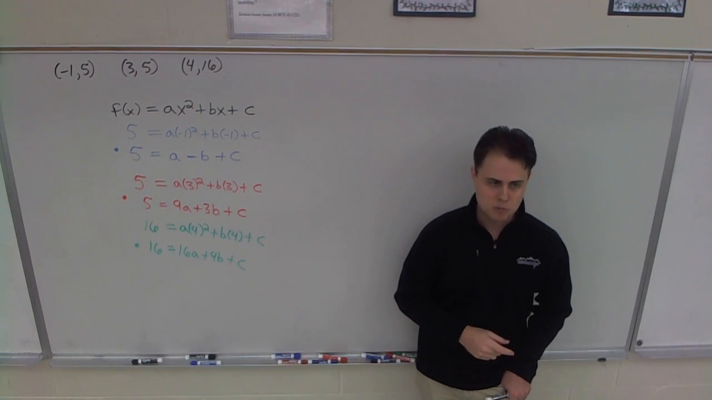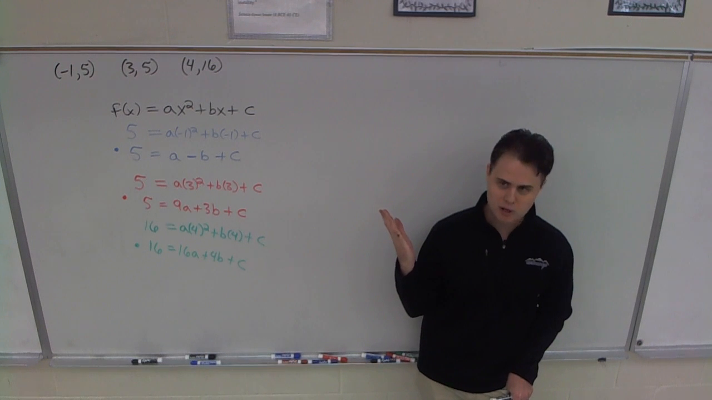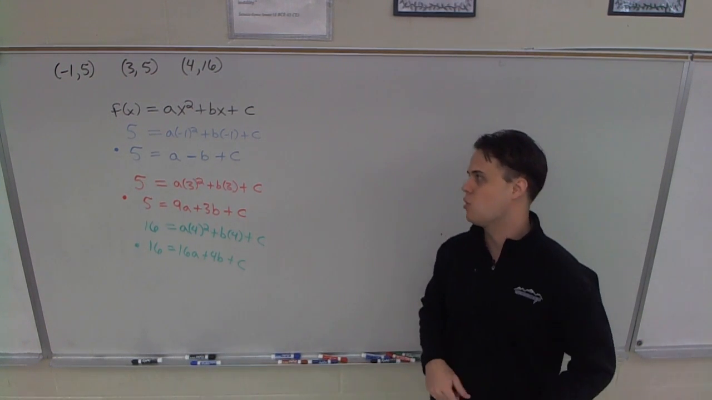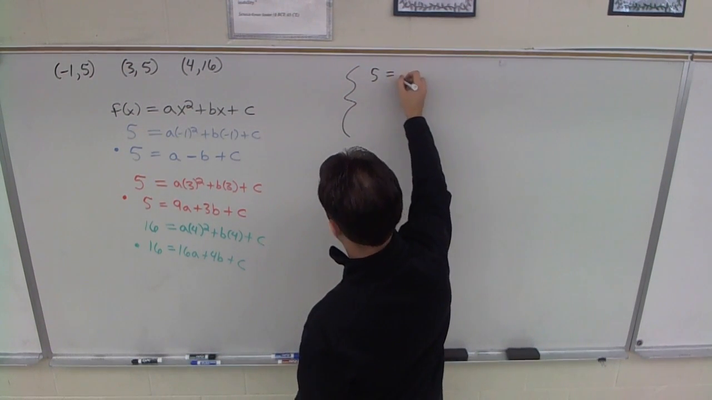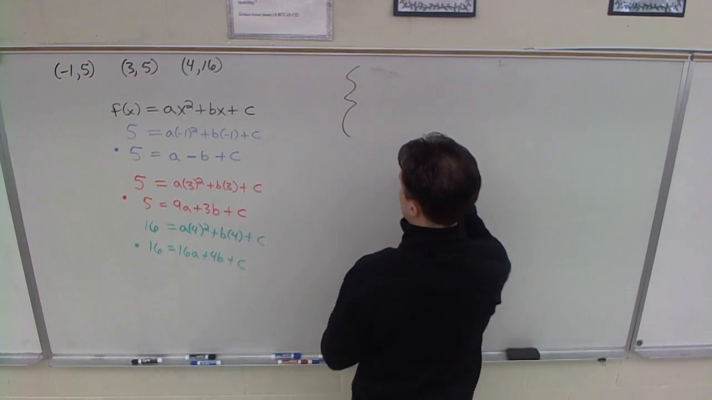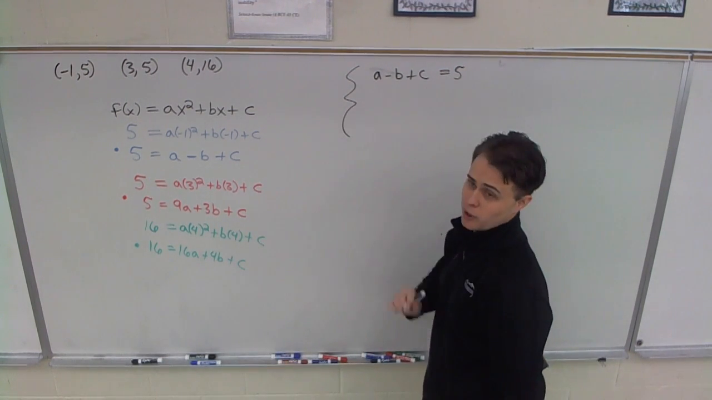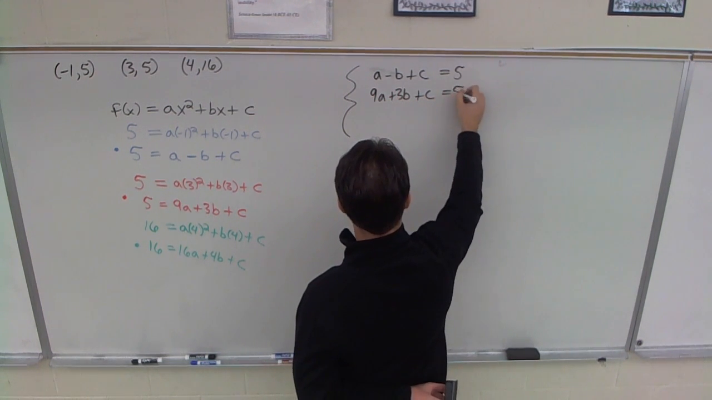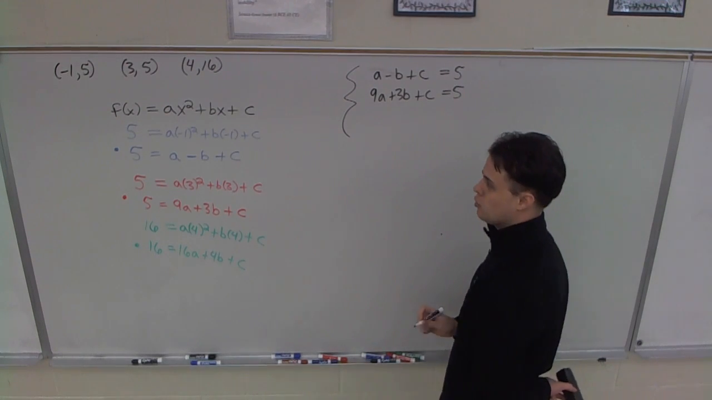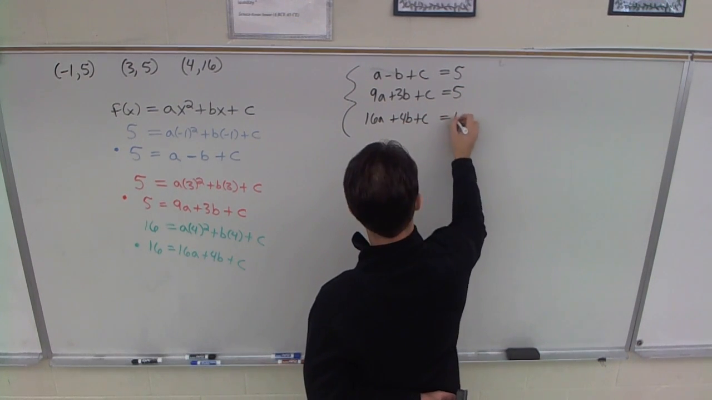There's a couple of them I want you to use matrices on your calculator on, and then there's a couple of them I want you to solve by hand with elimination. I'm going to show you how to do this problem both ways. We'll start with the fast, easy way with our calculator. So, writing out the system, let's write it the other way. You guys are used to seeing it like this. a minus b plus c equals 5. That's the blue one. The red one is 9a plus 3b plus c also equals 5. And the green one we got from the third point is 16a plus 4b plus c equals 16.